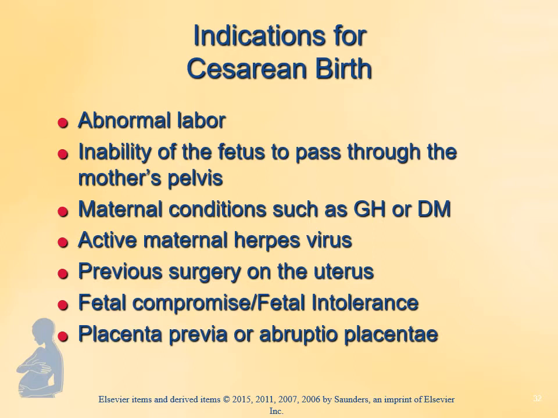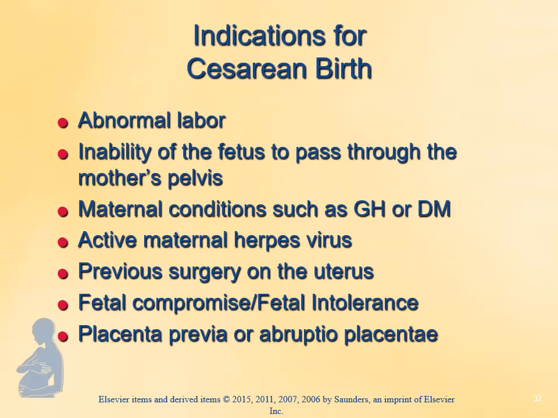We know that anybody with an active herpes lesion will have a C-section because vaginal delivery is too risky, as the baby could contract the herpes virus as well. A previous surgery on the uterus might indicate a need for a C-section. A lot of times once somebody has one C-section, they'll elect to have a C-section with the rest of their deliveries. Now keep in mind that it is only an option to have a vaginal delivery after a C-section if she has a horizontal or transverse scar, not a vertical scar.